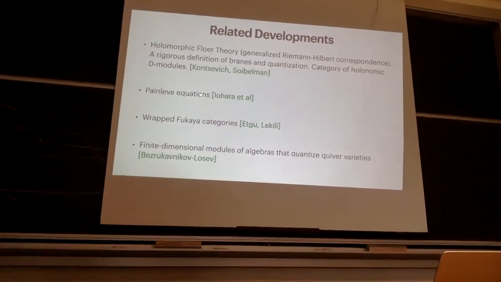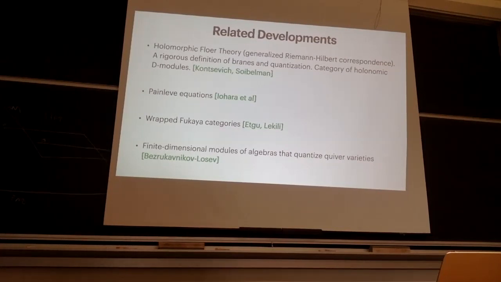Then there are people who studied Painlevé equations, a different group of people, a Japanese group and others. When you have this Painlevé family, you can have a bunch of singularities, and as you study various degenerations, as I was told by Ohara after I gave a talk there, they find similar singularities as we have, so that's interesting. Then Fukaya category people have been studying certain Fukaya categories of spaces which look similar to the moduli space of flat connections. And finally, more recently, there's a paper by Bezrukavnikov and Losev who construct finite-dimensional modules of algebras that quantize Nakajima quiver varieties. I still need to understand this better. I don't know much about it.